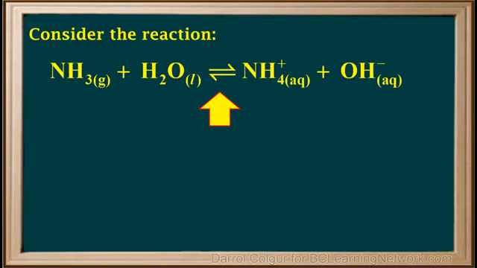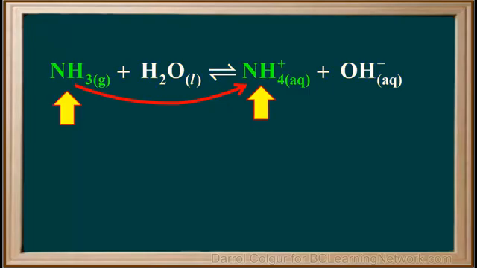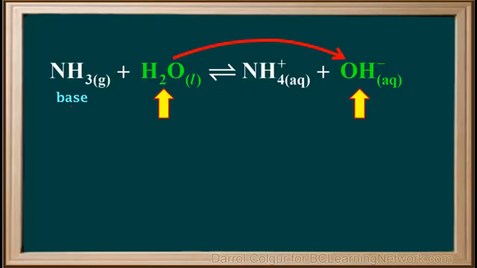Now let's consider this reaction. Again, the double arrow here just tells us that this reaction does not go to completion. Instead, an equilibrium exists here. We see that the NH3 has been converted to NH4+. In doing so, it gains one H and one positive charge. Therefore, it gains one H+, or one proton. Because it gains a proton in this case, the NH3 is classified as a base.